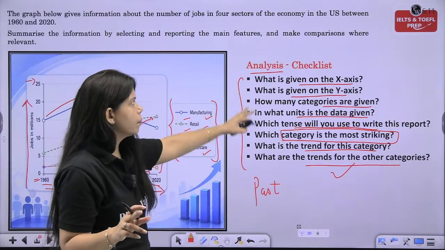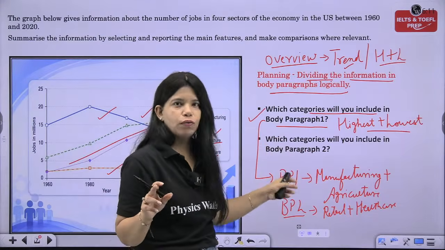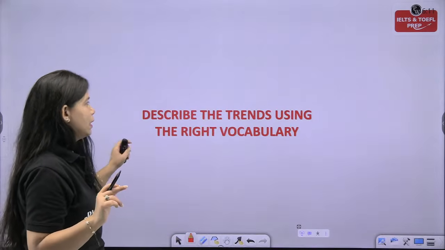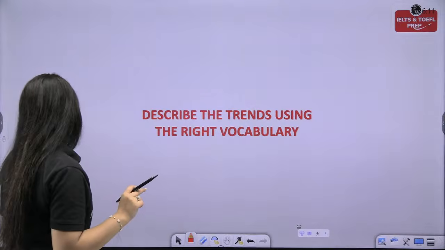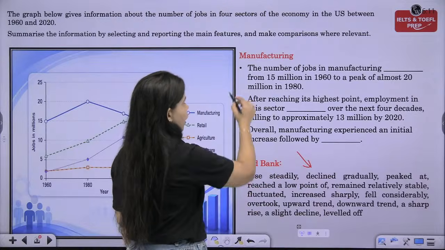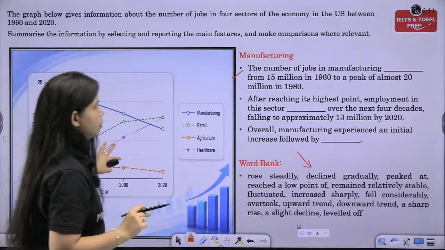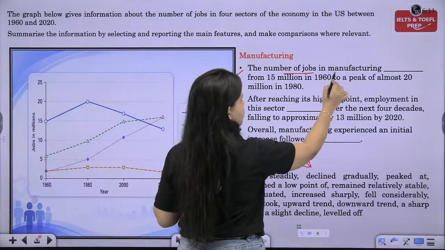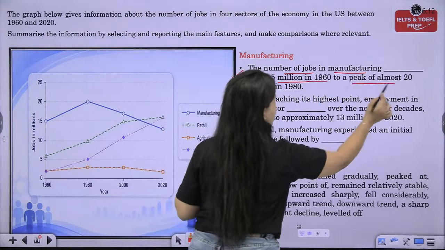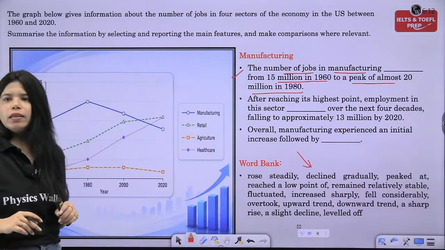Now this is your first 2-minute activity. ये checklist है आपकी, आप analyze करोगे graph को and आप plan करोगे कि what is going to go in each of the body paragraphs. Now we are going to describe the trends using the right vocabulary, and here you go. You have the word bank here. Look at the first sentence, okay? It's coming from this graph. It says the number of jobs in manufacturing dash from 15 million in 1960 to a peak of almost 20 million in 1980. So what do you think is the right option?